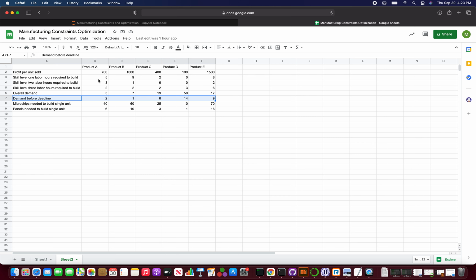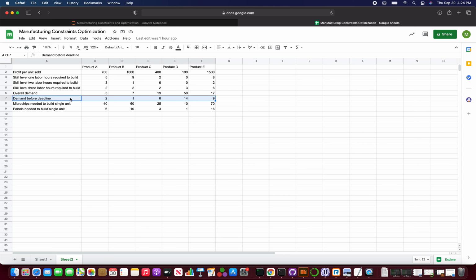And then there's also a couple of other items in this table. There's the number of hours required to build each product through each skill level. In this scenario, there are three brackets of labor skill, skill level one, skill level two, and skill level three. And each product has a certain number of hours for each one of those labor brackets. So we'll need to take into account some of our labor constraints, and additionally we'll need to take into account some of our material constraints.